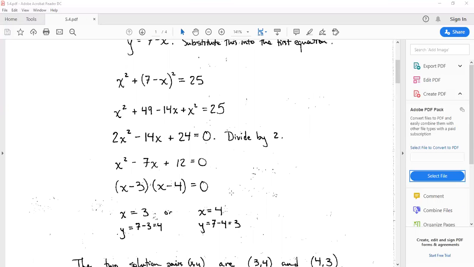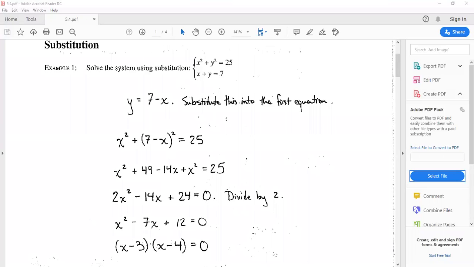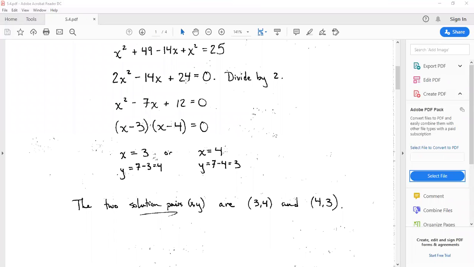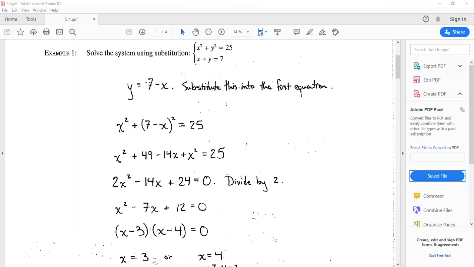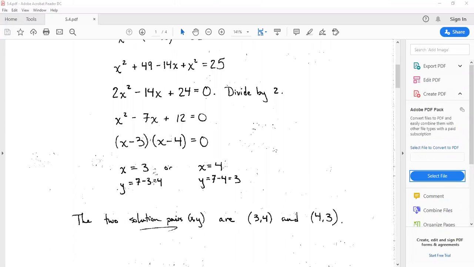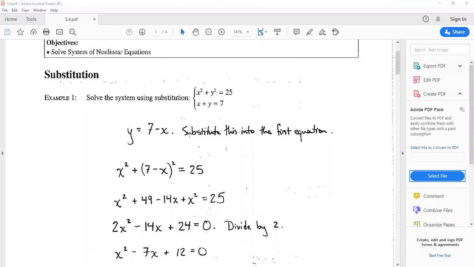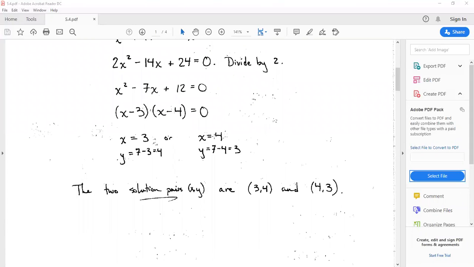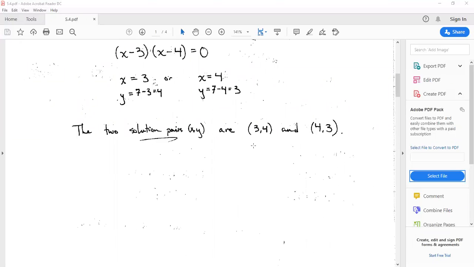Notice the difference here is that now we have two possible values for x. This comes from the nonlinearity of the first equation up here. When x is 3, the corresponding y value is 7 minus 3, which is 4. And when x is 4, the corresponding y value is 7 minus 4, which is 3. Notice the symmetry between the answers. So there are two solution pairs here, (3, 4) and (4, 3).